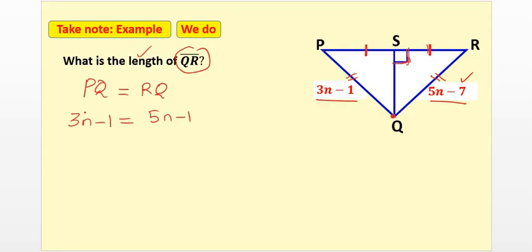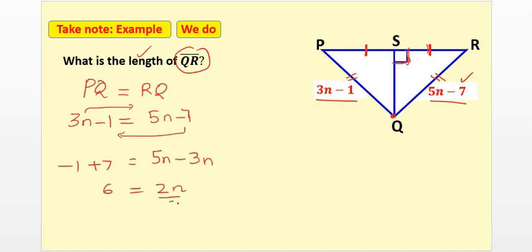So how can you solve? Let's move this 3n over here and this 1 over here. This is 7, sorry, this 7 over there. So it will become 5n minus 3n equals negative 1 plus 7. So this one will give us 6 and this one will give us 2n. Now divide each side by 2. It will give us the value of n equals 3.